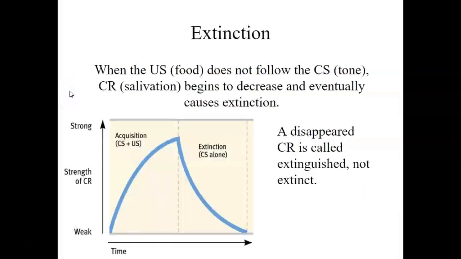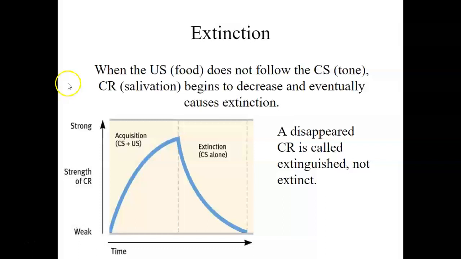Another term that you want to be familiar with is extinction. When the unconditioned stimulus, so in the case of Pavlov, the food, does not follow the conditioned stimulus, the tone, the salivation, that conditioned response, will begin to decrease and eventually cause extinction. A disappeared CR, though, is called extinguished, not extinct.